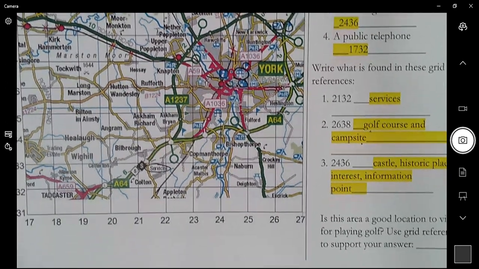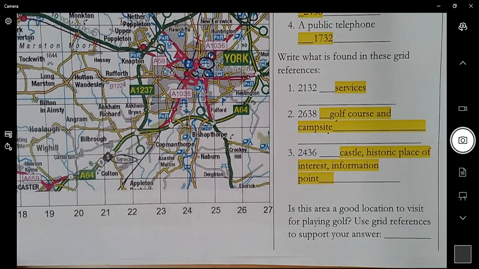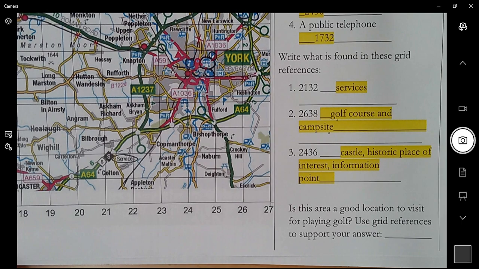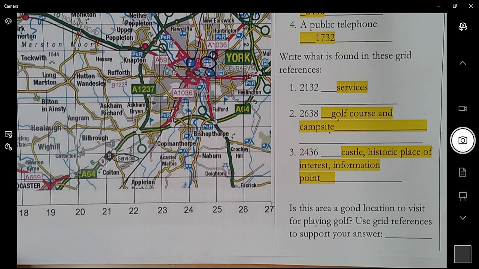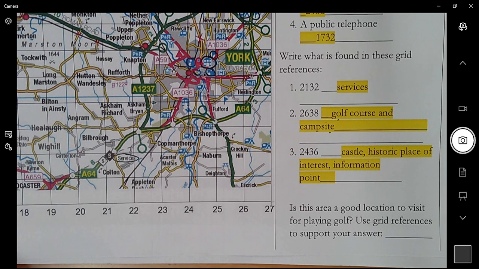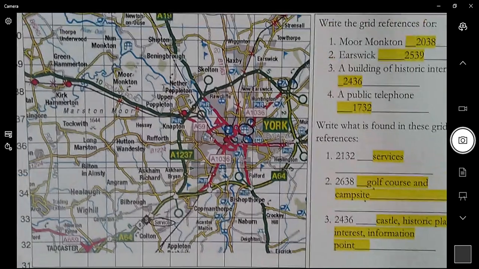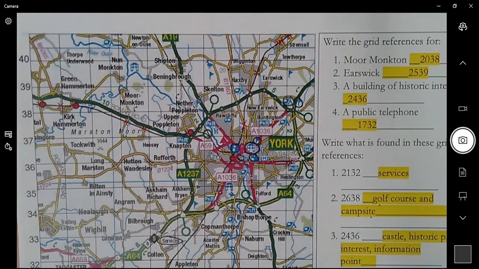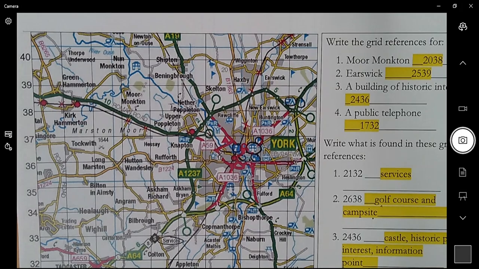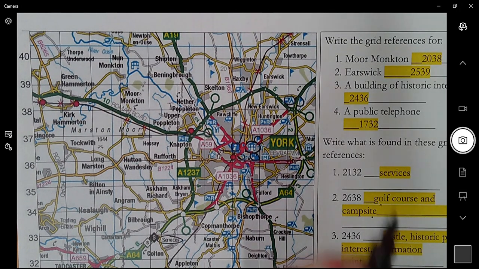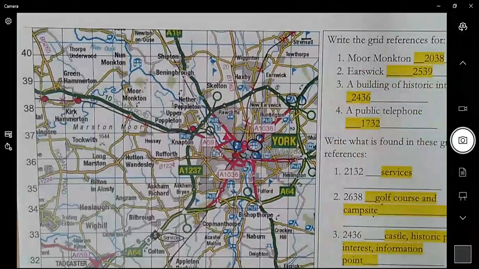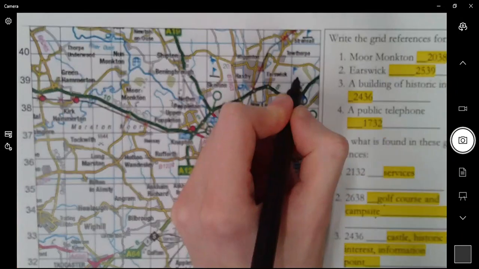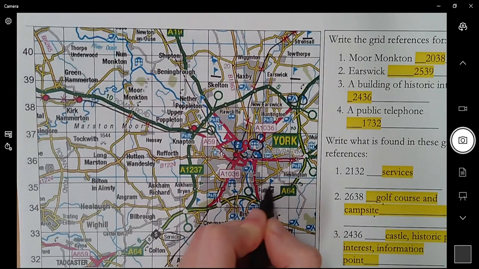Then finally, is this a good area or a good location to visit for playing golf? Use grid references to support your answer. So I would say yes, and the reason I would say yes is because there are plenty of golf courses. So yes, there are plenty of golf courses. There's one here, there's one here, there's one here, and there's one here, as well as here.